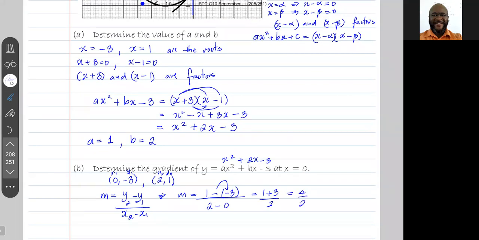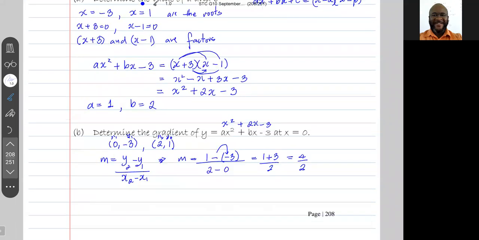So the gradient of the tangent, which is equal to the gradient of the curve at x is equal to 0, is equal to positive 2. So the gradient of the curve at that point is 2. The gradient of the tangent, which is equal to the gradient of the curve, is 2.